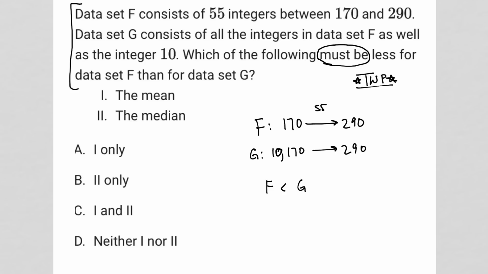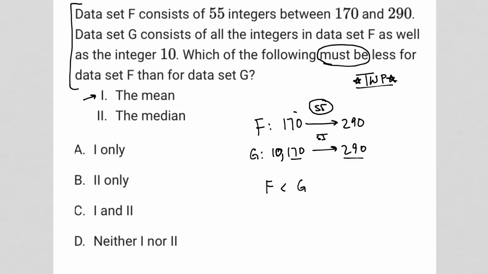So let's look at the answer choices. Our first option here is the mean. So the mean of F has to be less than the mean of G. I don't think so, right? Here's why. The mean of F, we can calculate based upon the 55 integers between 170 and 290. That mean would be the exact same for those 55 integers also between 170 and 290 in dataset G.